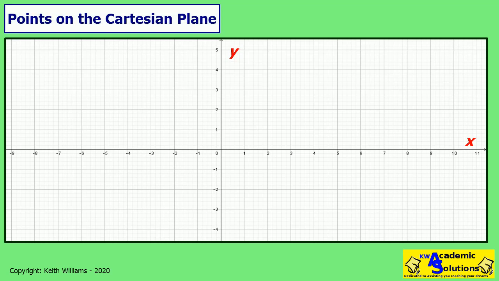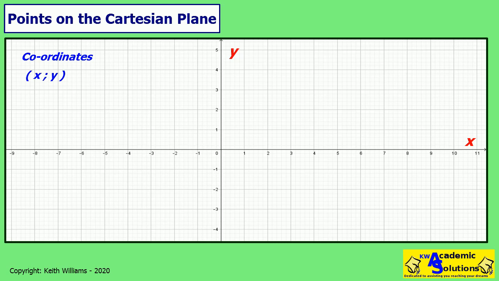Every point on the Cartesian plane has a unique set of coordinates represented by x and y. For each point, we always represent the x-coordinate first, followed by the y-coordinate. These coordinates represent the location of each point in relation to the x and the y-axis.